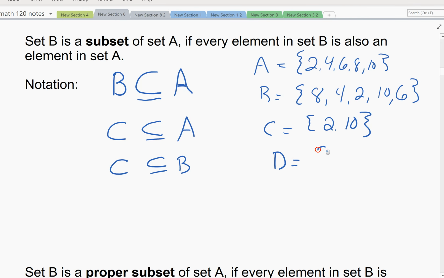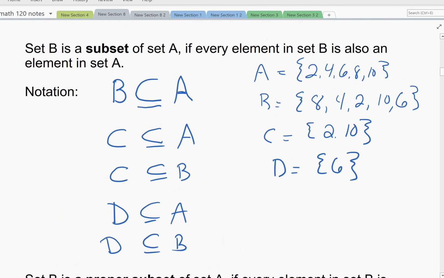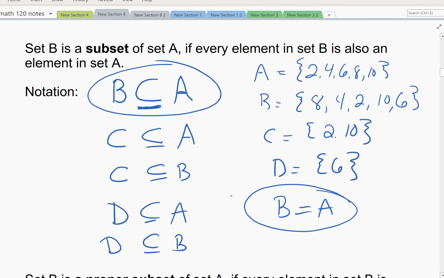Now D is just the set 6. Well, D is also a subset of A, and D is also a subset of B. Every element in D is in A. There's only one element in D, and it shows up in both A and B. So that's the subset. Subset allows for equality. That's what that little line that I forgot at the beginning means: they could be equal. B equals A. Equality and subset are okay, because that line allows for equality.